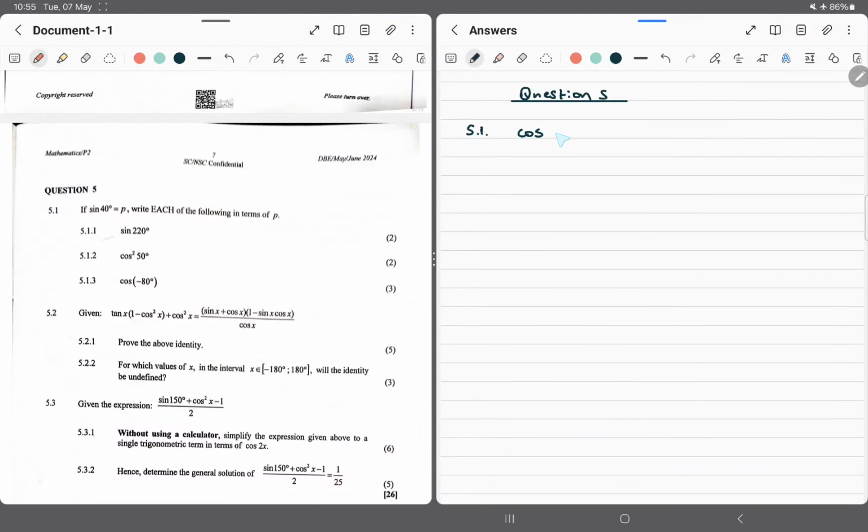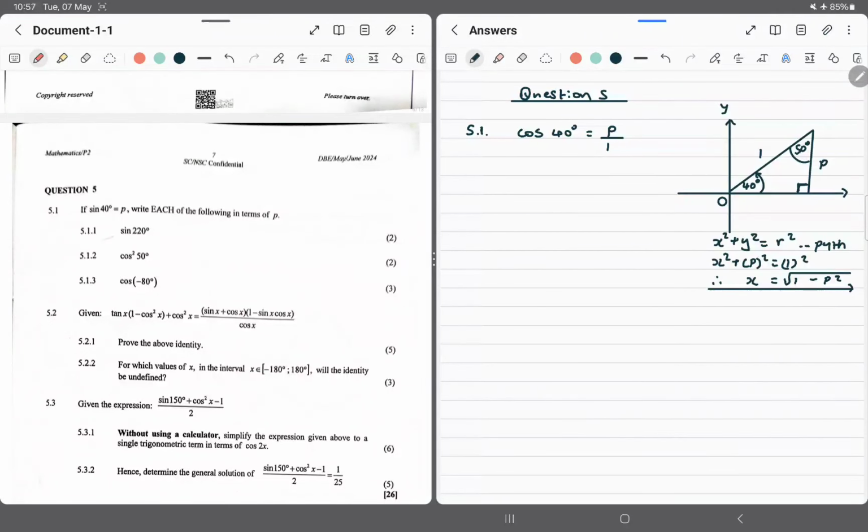5.1, we are given cos of 40 degrees is equal to P. So always show this as a ratio so that we can do our terminal arm. Okay guys, so there's our terminal arm. We can see cos 40, it's an acute angle, so it's already placing us in the first quadrant. So that's why our terminal arm is in the first quadrant.